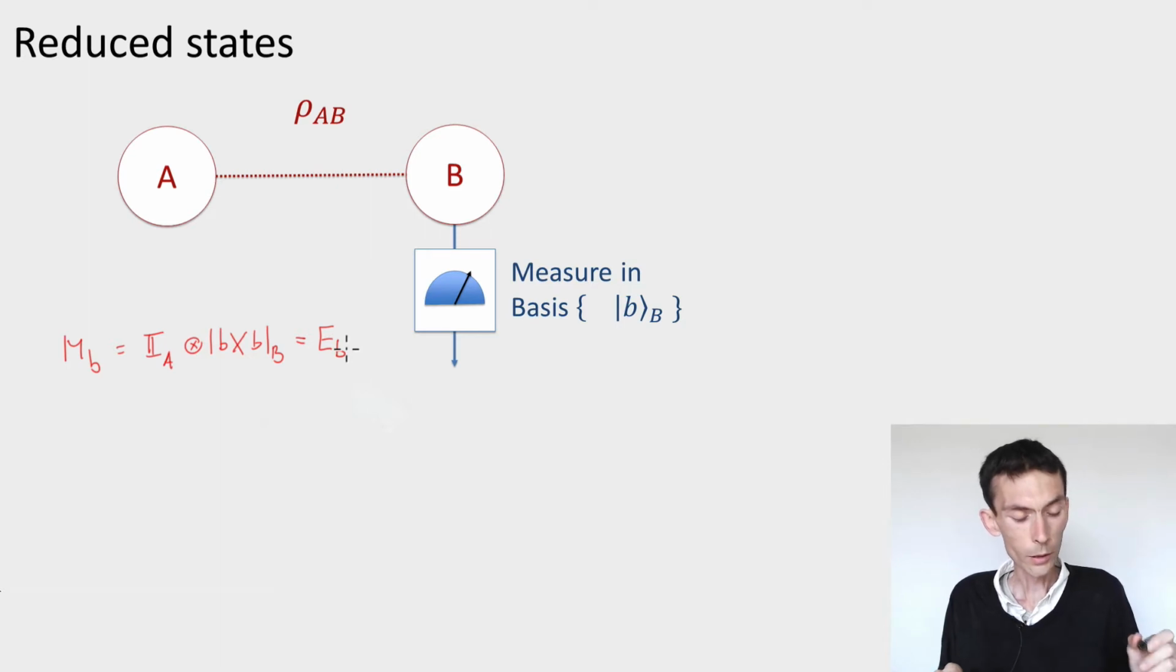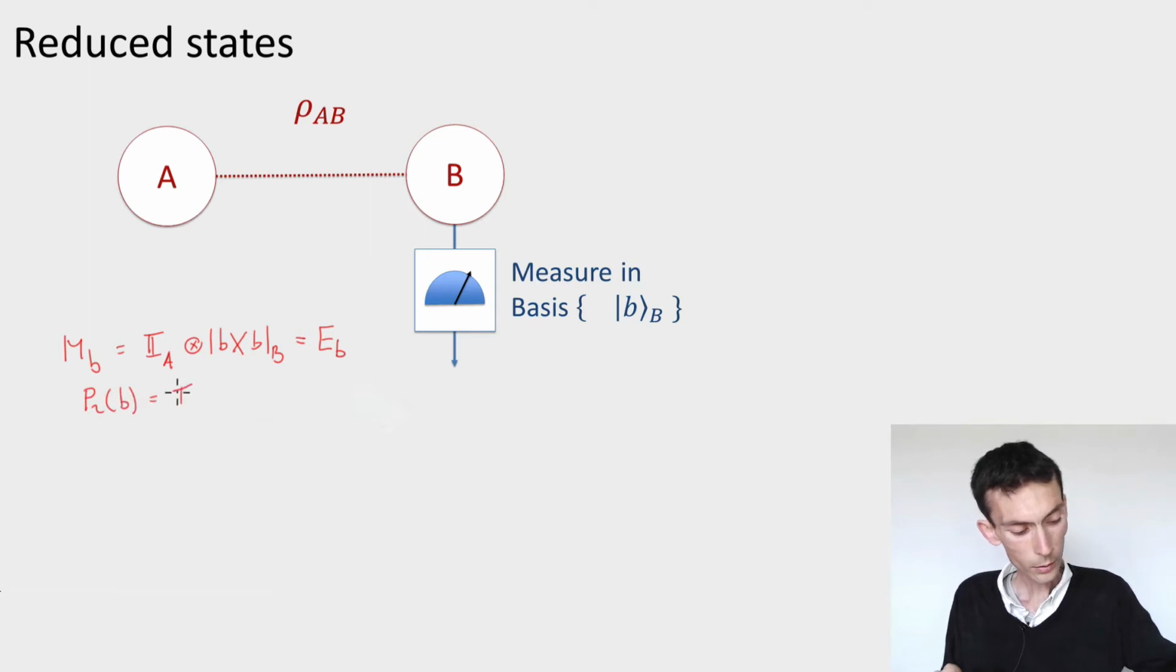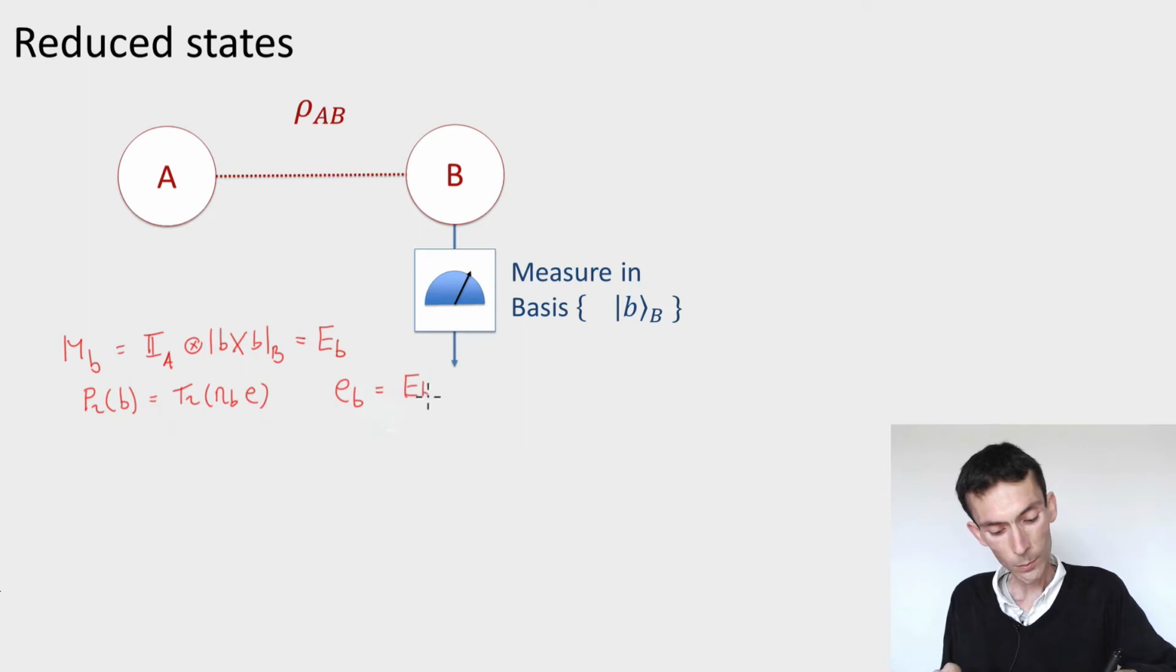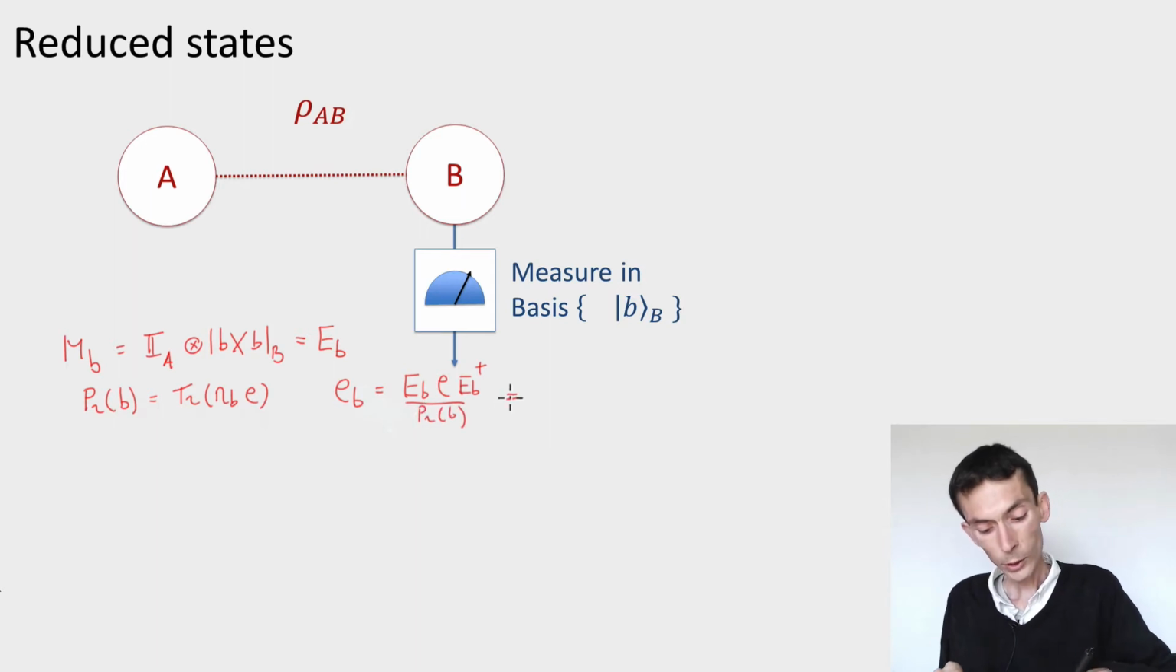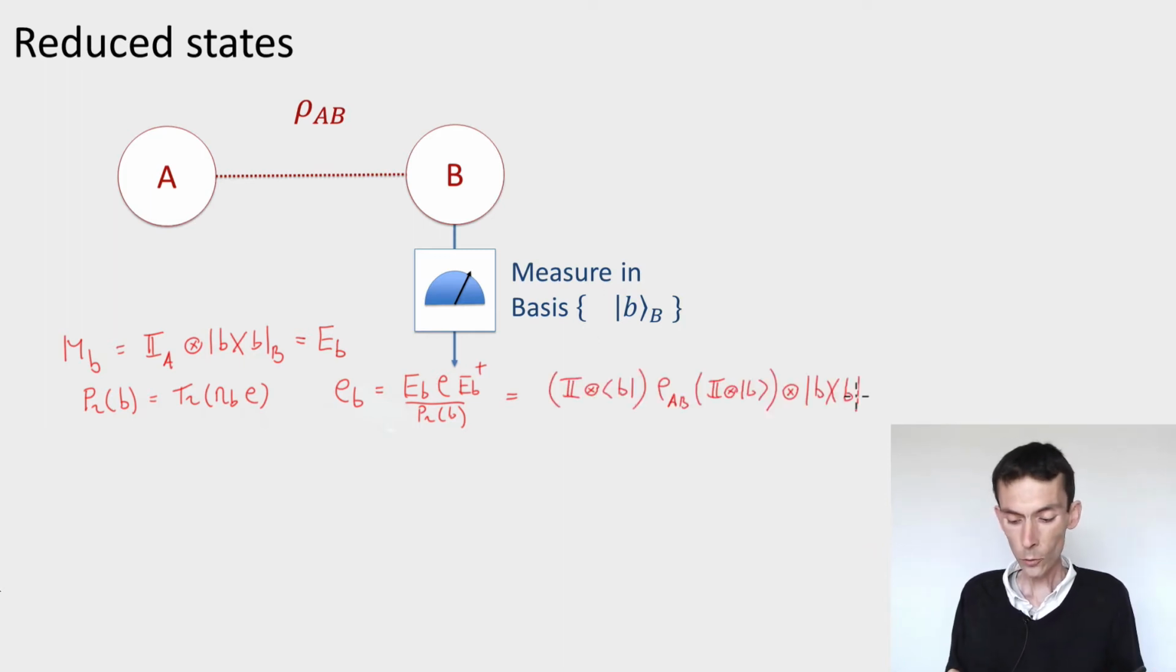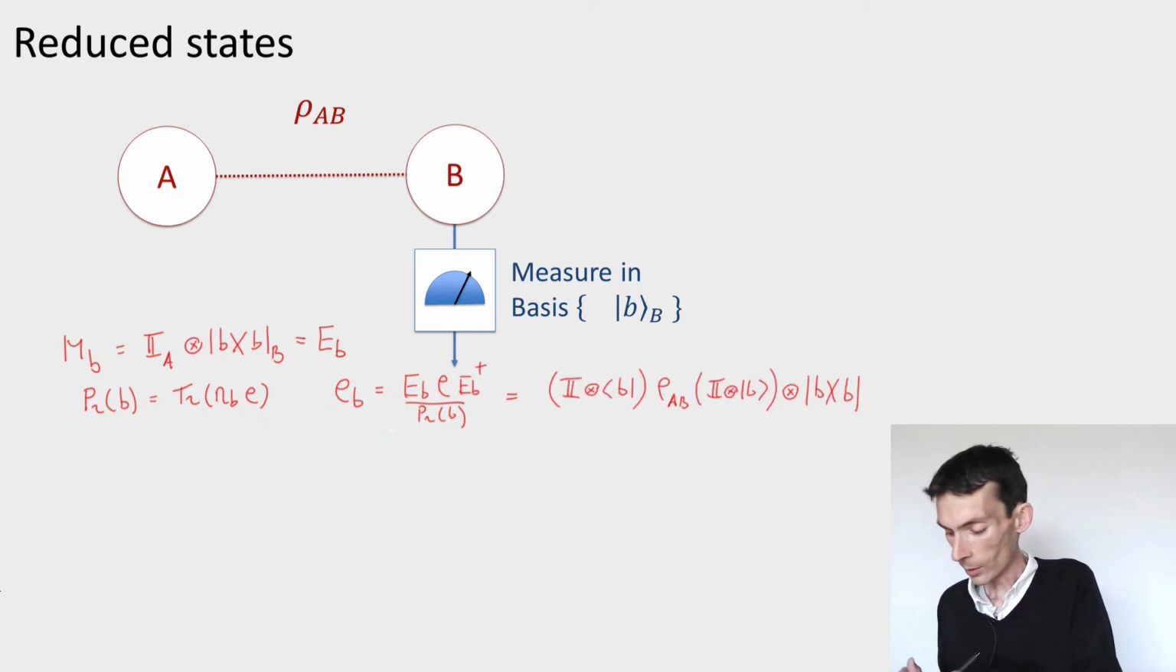We know that if we perform the measurement, the probability of the outcome B will be given by the trace of MB applied to ρ, and the state will evolve into a post-measurement state ρ_B, which is equal to E_B ρ E_B† divided by the probability of B, which I can rewrite using the form of E_B in the following way. I can write it as a state that takes the following form. So it's made of two parts.